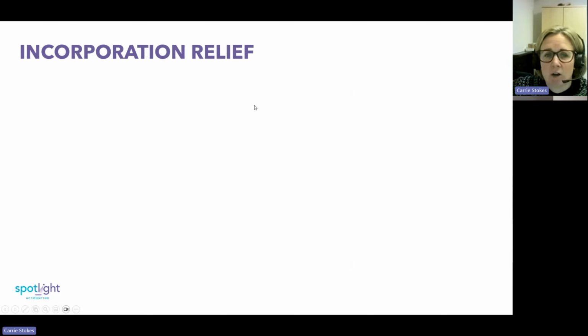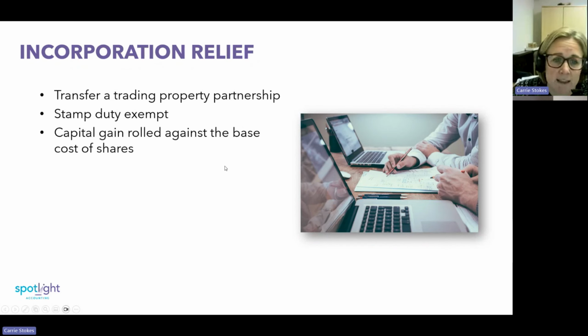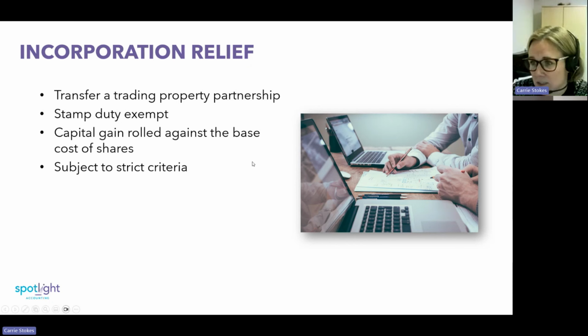Incorporation relief. There is a lot in the press, and we work on it with clients, about moving properties into a limited company free of capital gains tax and stamp duty. This is where you transfer a trading property partnership. It's got to be a registered trading property partnership with HMRC. It's exempt from stamp duty, and the capital gain is rolled across against the base cost of the shares. Now, with most landlords, you're looking to build and retain, so this isn't normally an issue because the capital gain isn't normally triggered. It's subject to strict criteria.